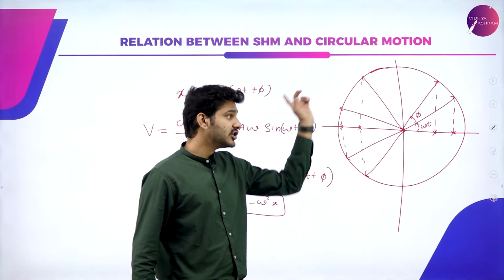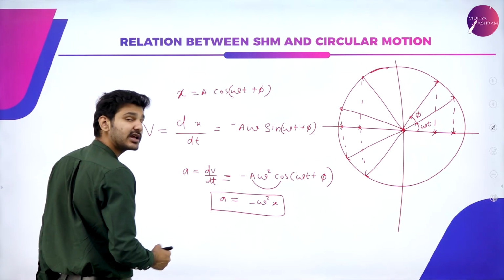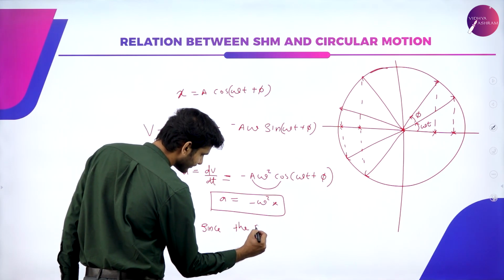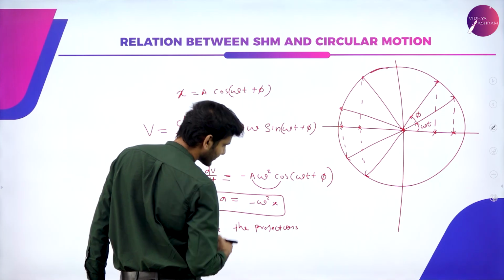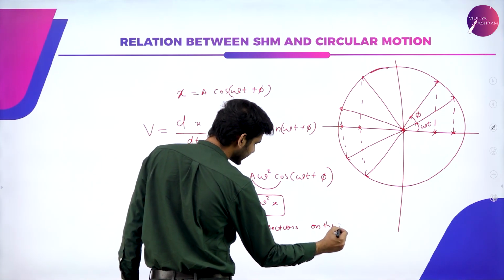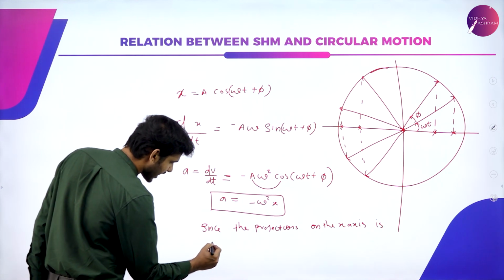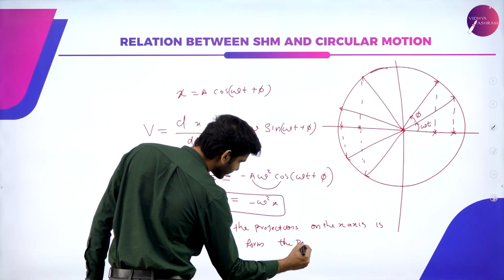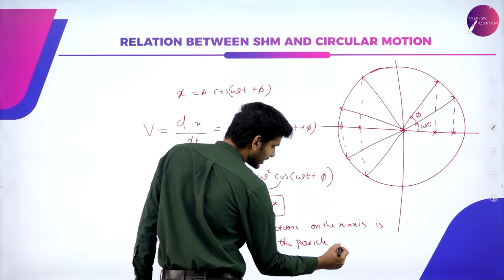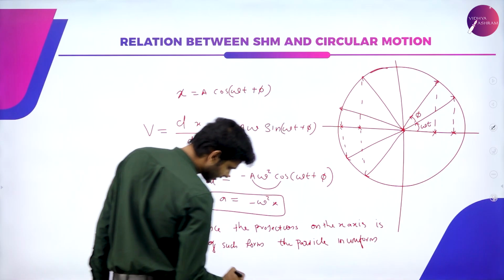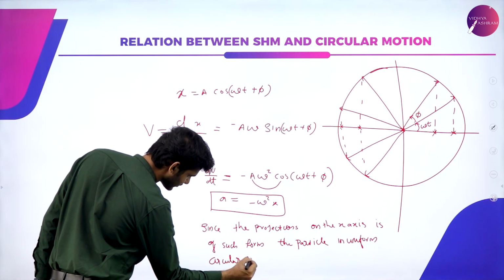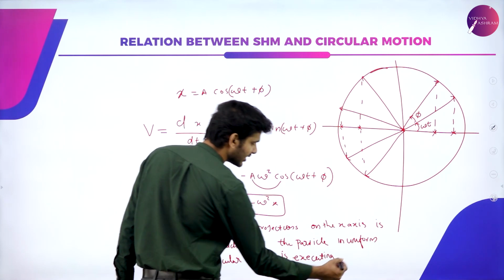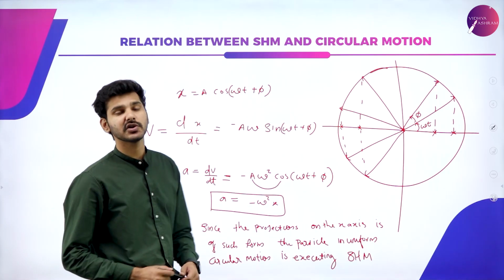The only condition is that it should be a uniform circular motion. So here again, since we got this particular condition from that result, I can say that since the projections on the x-axis are of such form, the particle in uniform circular motion is executing SHM. So it is also having simple harmonic motion.